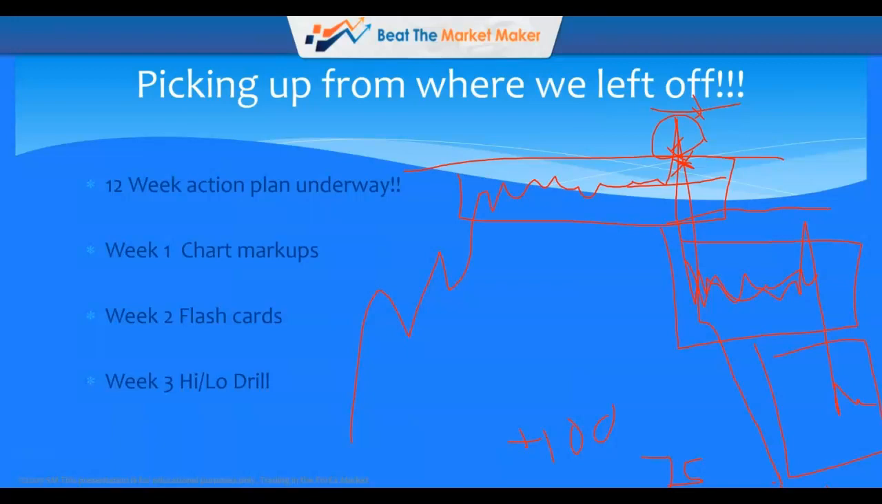That's why the high-low drill is crazy. Anyone that's ever done the high-low drill has gone on to big numbers in the business. And sadly, it's a handful of people. Nobody wants to do it.